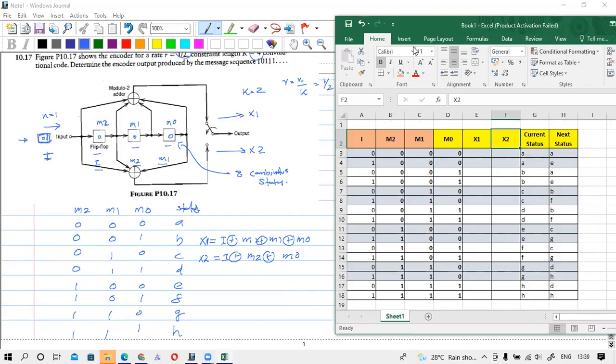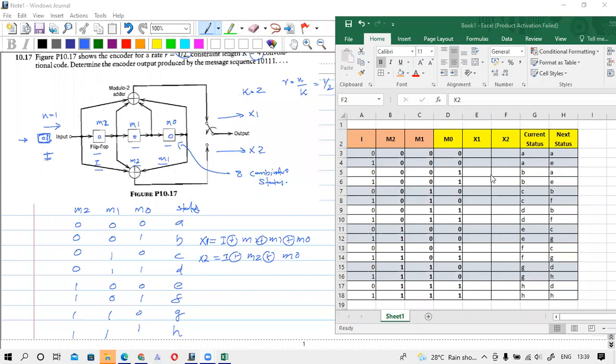I hope this screen is seen. So you can see here the x1. We have to XOR all the values to find x1. So we will first do this. Here 0 0 0, so we will have 0. Here 1 0 0 0, that means we have 1. And here also 0 0 0 1, and it will have 1.